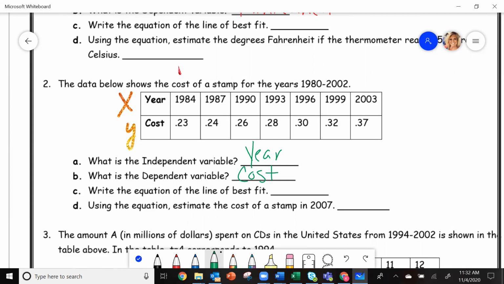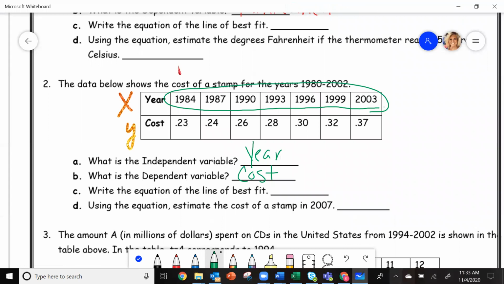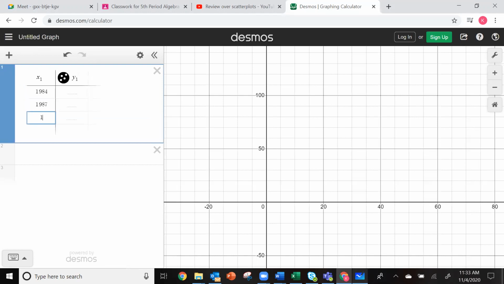You're going to use these numbers right here, so 1984 and 1987. Let's go into Desmos. Now remember, where do we go to get our table? You go to the plus sign, then go to table here. My X numbers again: 1984, enter, 1987. I believe the next one was 1990. Please make sure you put those in as we go along.